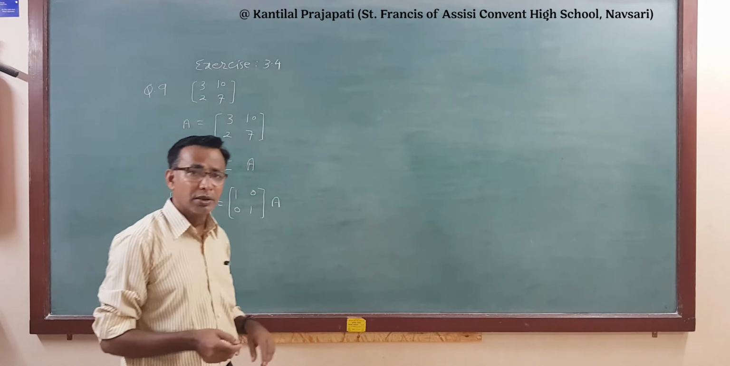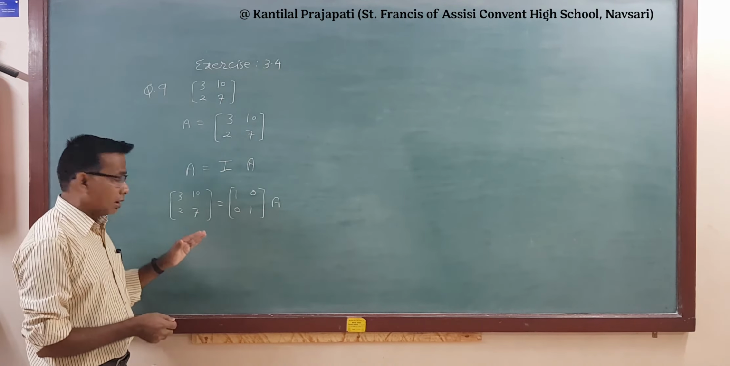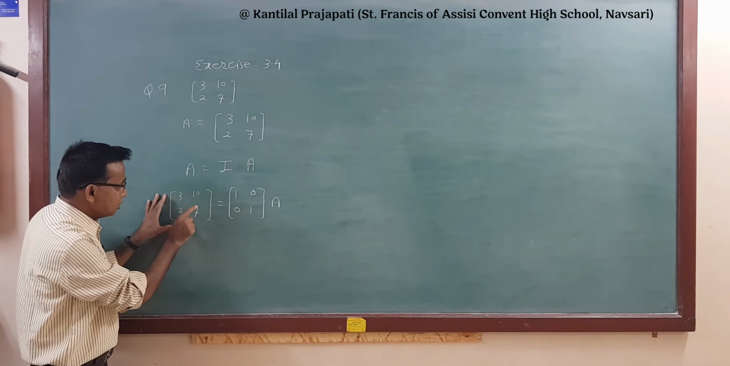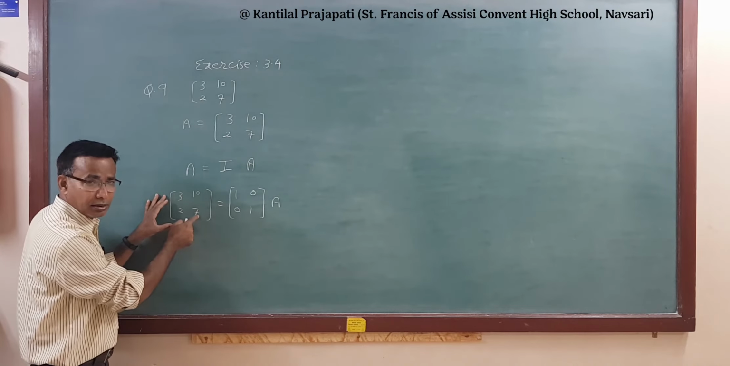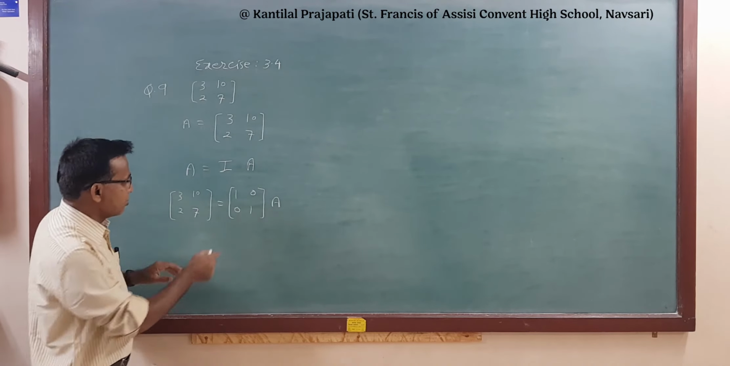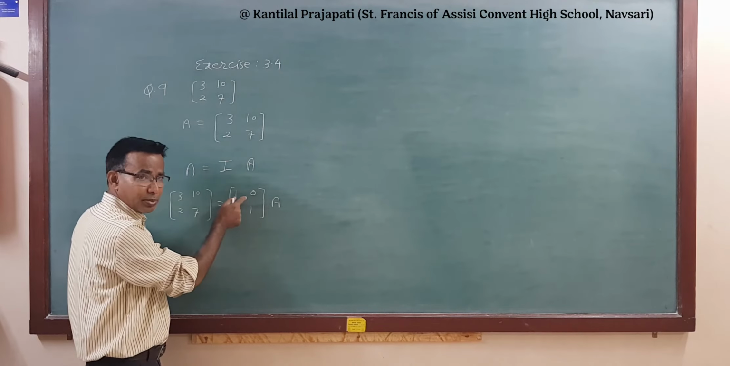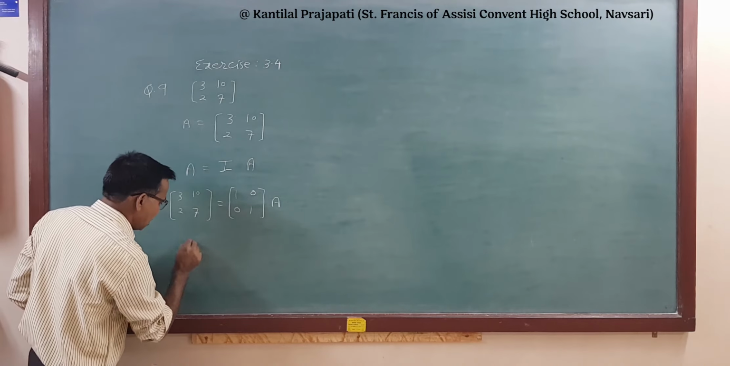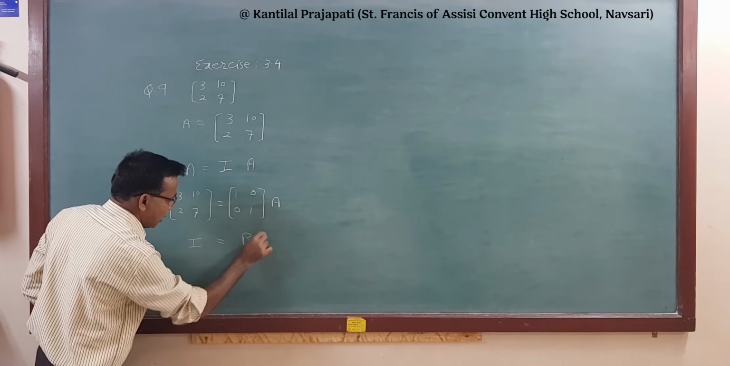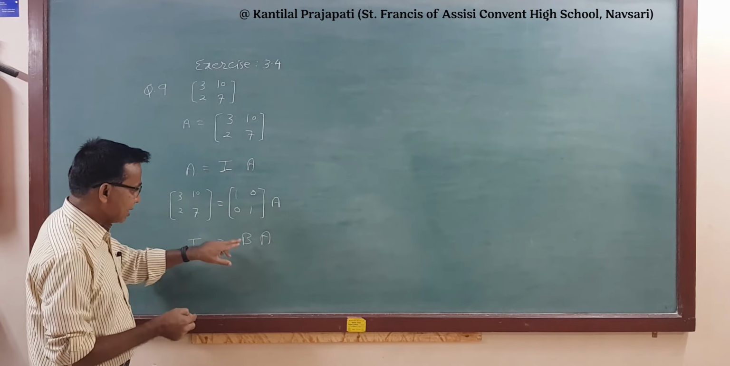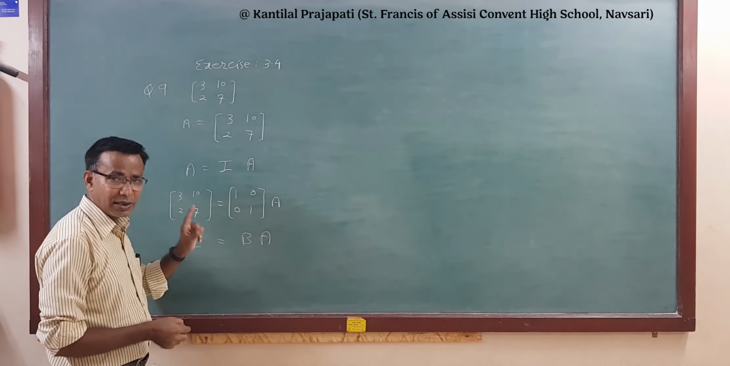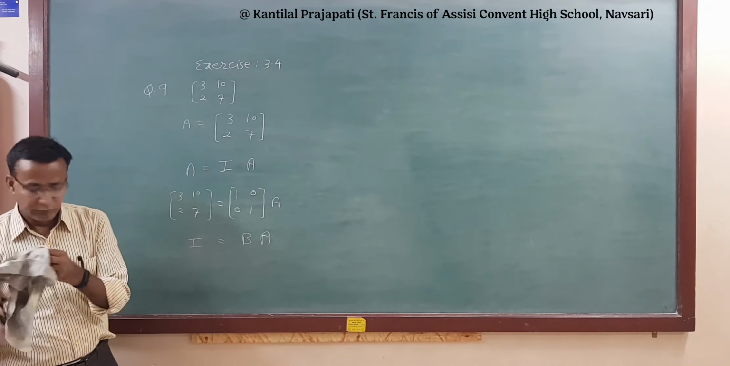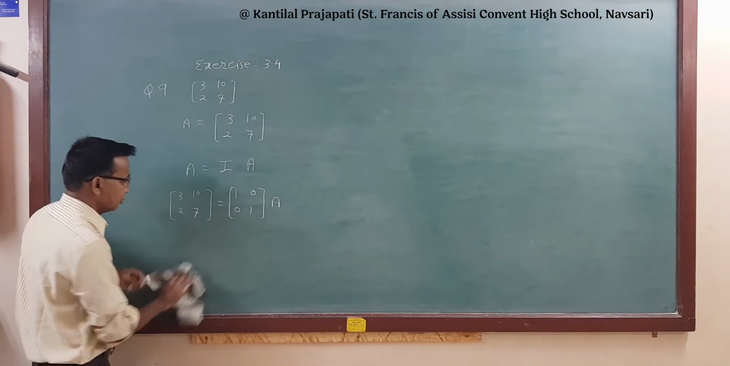Now we have to apply the row elementary operation till the left-hand side matrix A becomes the identity matrix, that is 1, 0, 0, 1. When we apply the elementary operation, this will be the new matrix. Suppose it is B, then we get I is equal to BA. If I is equal to BA, then B is called the inverse of the matrix by the definition of inverse matrix. So we have to apply elementary operations on A.